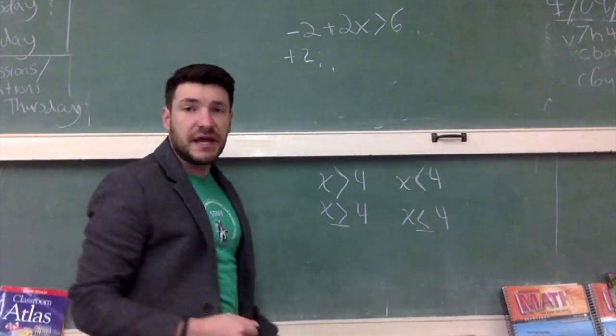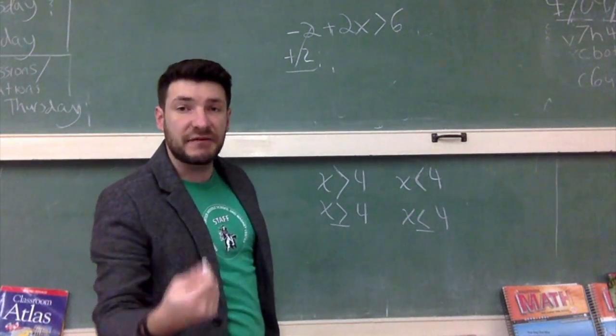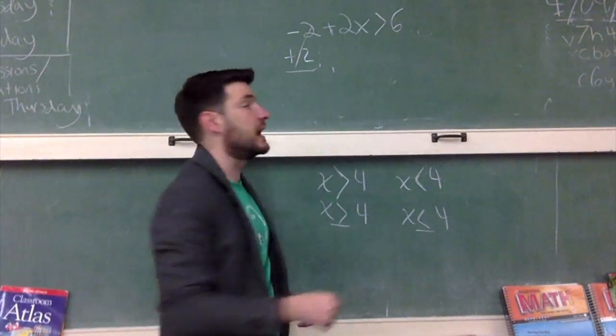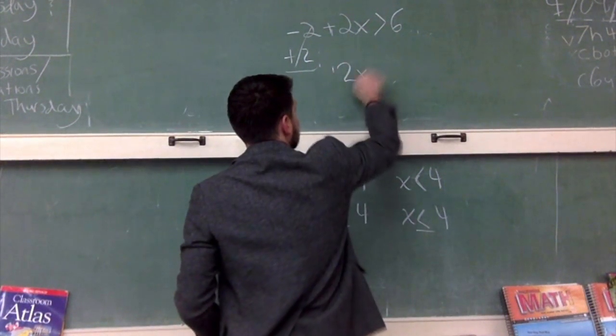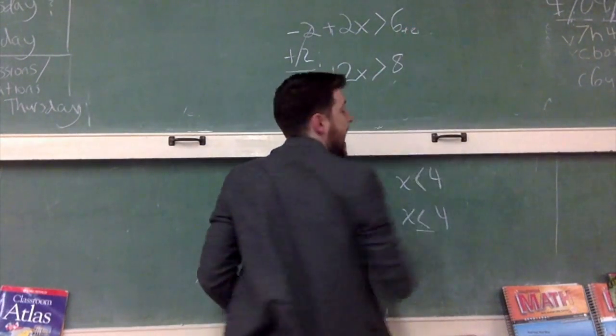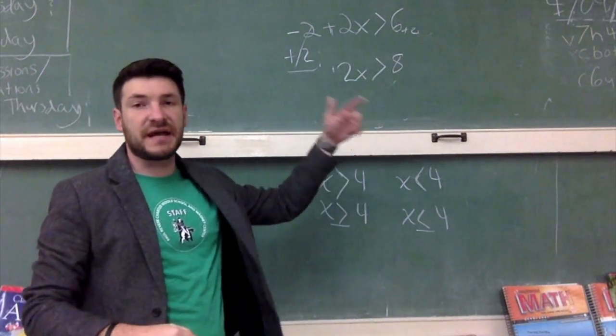We add 2 to negative 2, and this cancels out. But don't forget my golden rule. What I do to one side, I have to do to the other. So let's rewrite it with the new change of this 2 moved to that side. 2x is greater than 8. Because I added 2 to both sides. Now, I'm left with 2 times x is greater than 8.